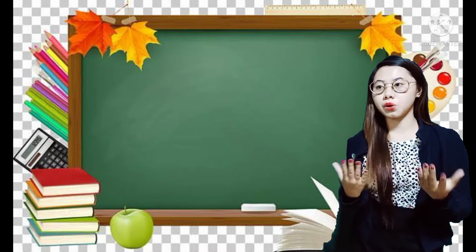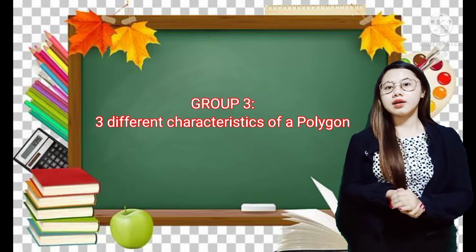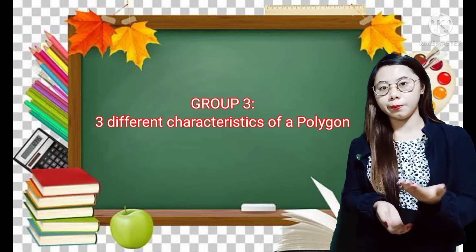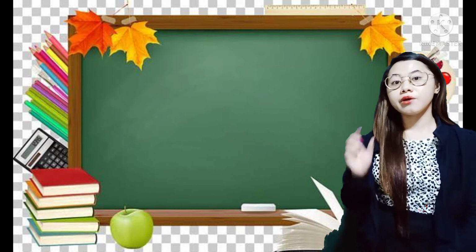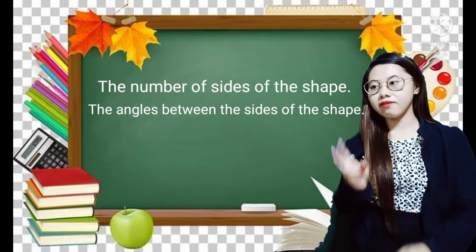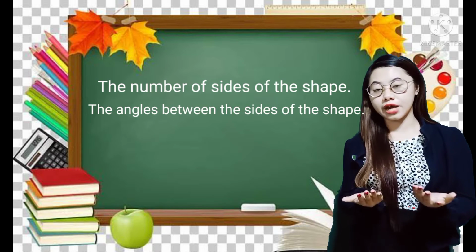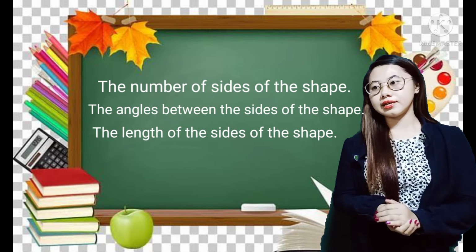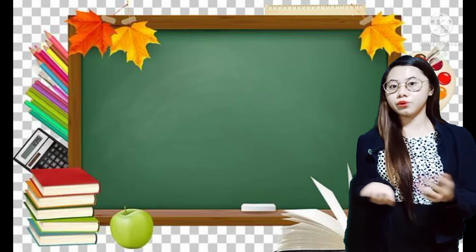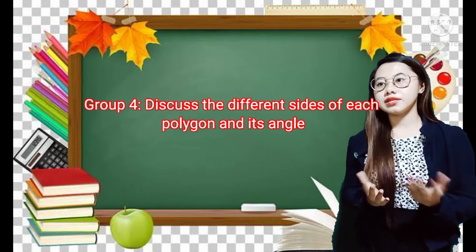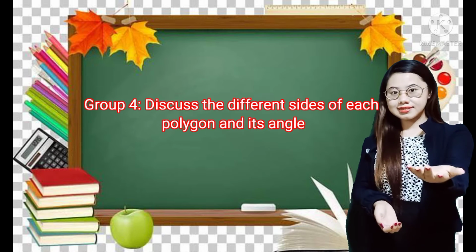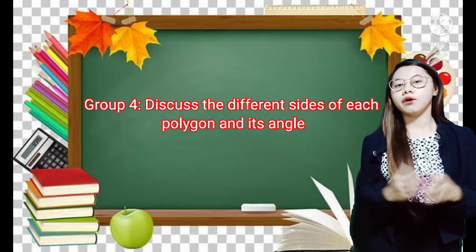Okay, very good. Now, the question of group 3 is the three different characteristics of a polygon. First is the number of sides of the shape. Second is the angle between the sides of the shape. Third is the length of the sides of the shape. The question for group 4 is, discuss the different types of each polygon and its angles. Group 4? Okay, very good.